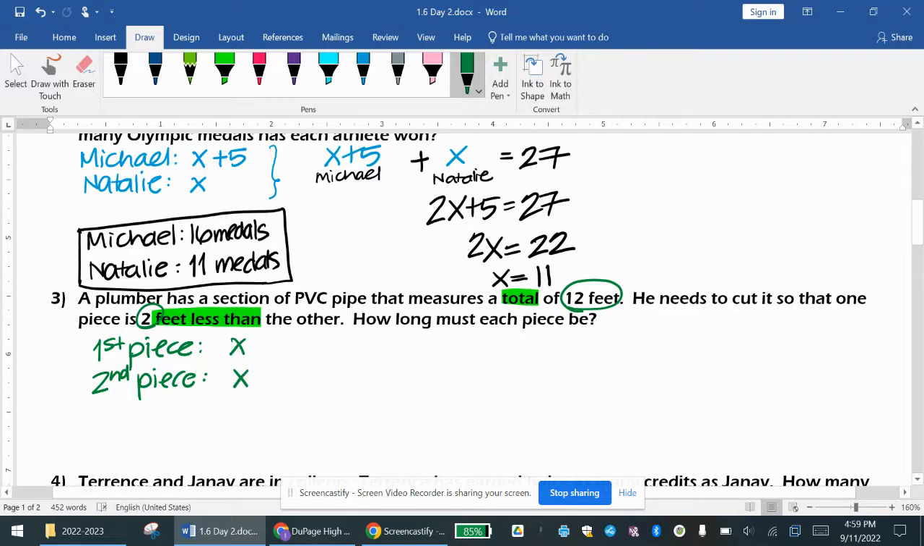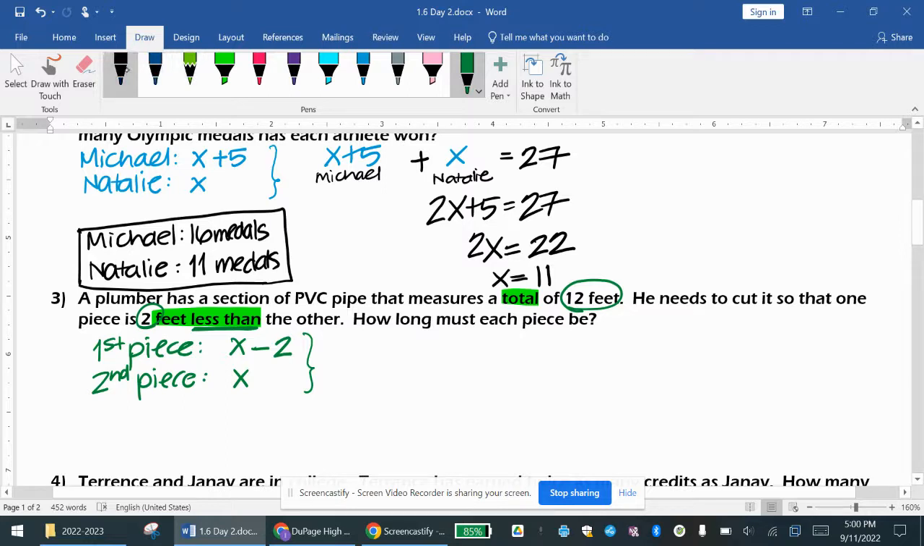They're both being measured in feet, so same units. But we know that one piece is 2 feet less than the other. Now, it doesn't matter which one you decide is going to be shorter, but clearly one piece is 2 feet less than the other. I'm just going to go ahead and make the first one the shorter one, but it doesn't matter. And then we know the total length of the pieces is 12 feet.